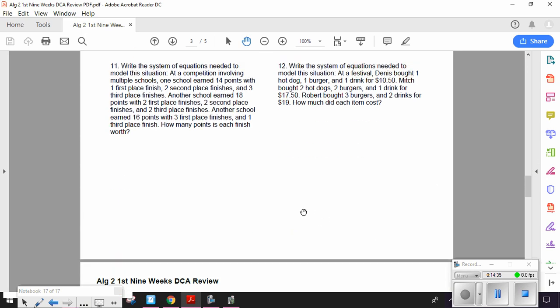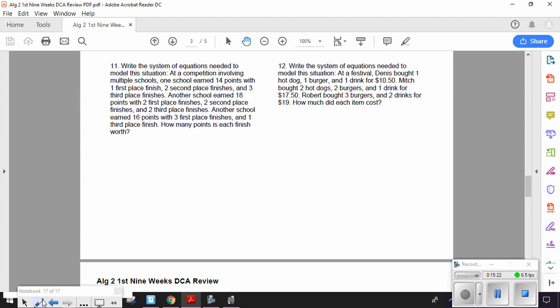11, write the system of equations needed to model this situation. At a competition involving multiple schools, okay, let's rewind. One school earned 14 points with one first place, two second place finishes, and three third place finishes. Another school earned 18 points with 2 first place finishes, 2 second place finishes, 2 third place finishes. Another school earned 16 points with 3 first place finishes, 1 third place finish. How many points is each finish worth?